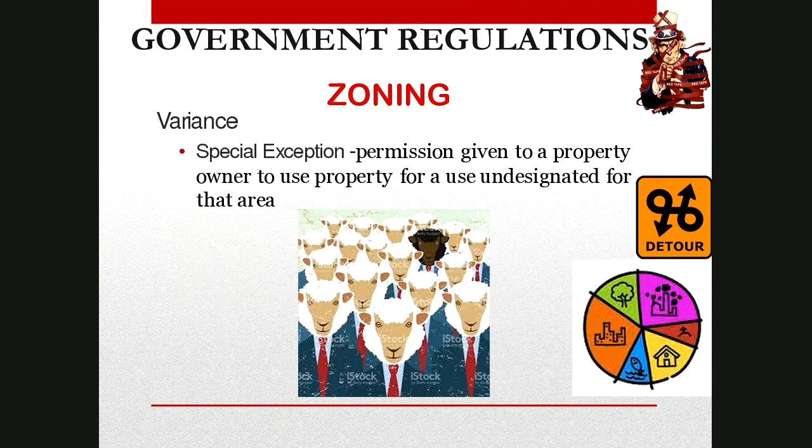So a special exception is when you are given permission to use the property for a use that's not designated in that area. So you're saying it's a residential area, but I would like to use my property for commercial purposes. So you ask for a special exception, and if it's granted, then you can use your property for that purpose.